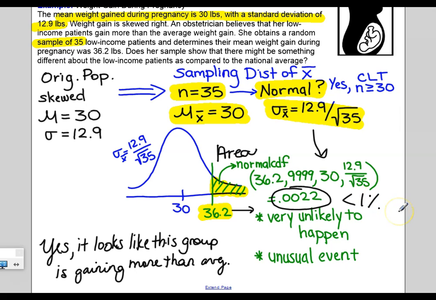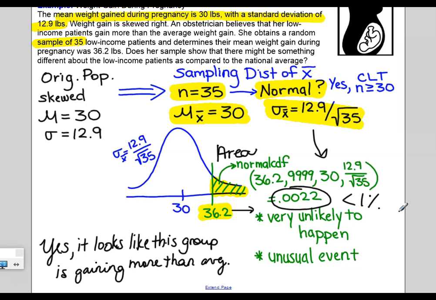Okay, so if we're trying to decide if this group is unusual, what would we say? Is it unusual? Yes, right? This would be very unusual to happen because it falls so far from the mean or where we would expect it to be. And so it does look like this group is gaining more than average. It looks like something is unusual about the group.